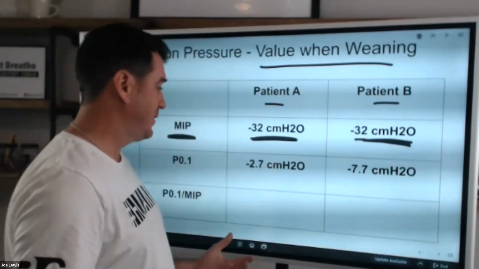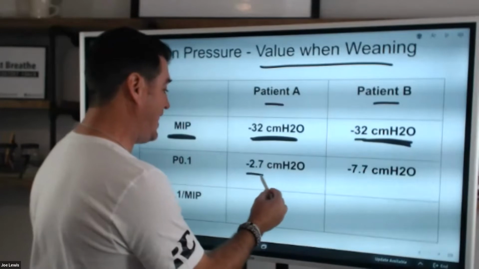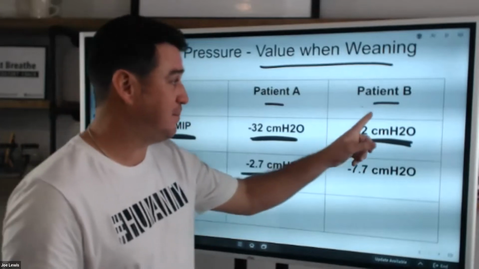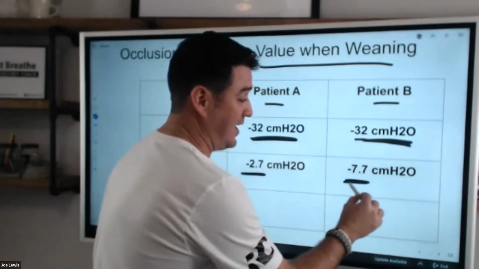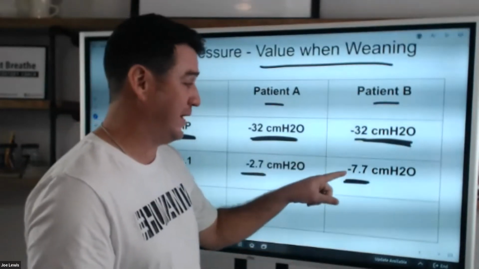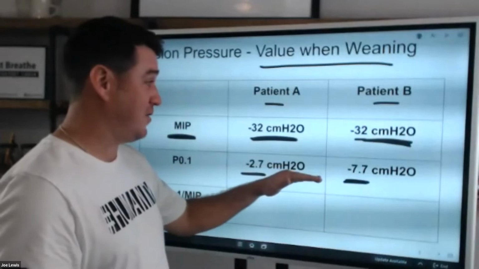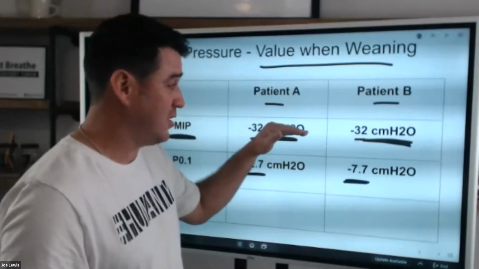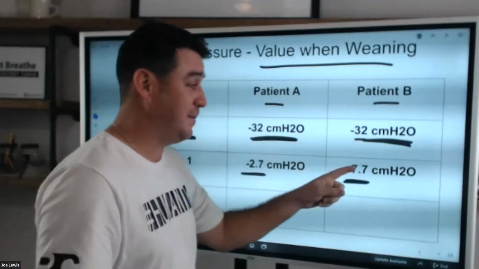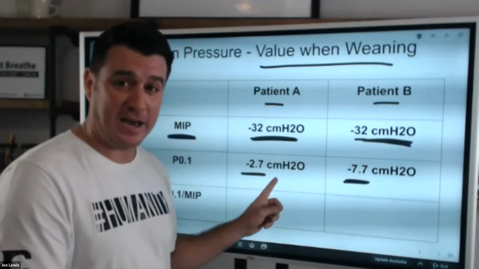adequate diaphragmatic strength. What happens when we evaluate the P100 is we see where patient A is falling within a normal range, negative 2.7. When we look at patient B, we see they have a more negative P100. They have a reduced P100 coming in at negative 7.7. This is interesting because right now, even though they both have equally strong diaphragms, being able to generate negative 32 centimeters of water pressure, patient B is currently neurally distressed where patient A is not.